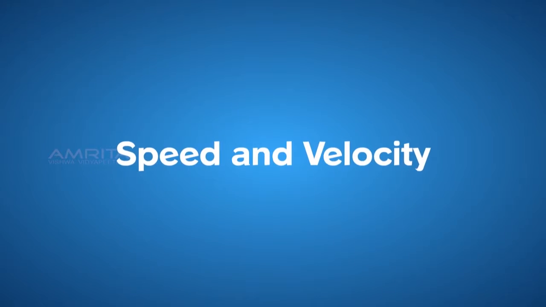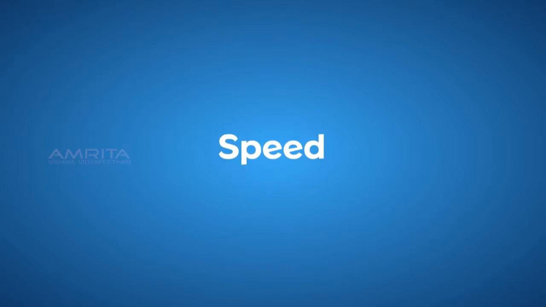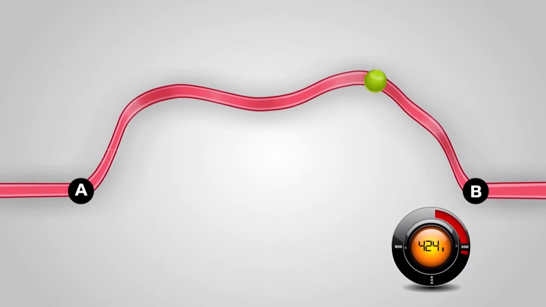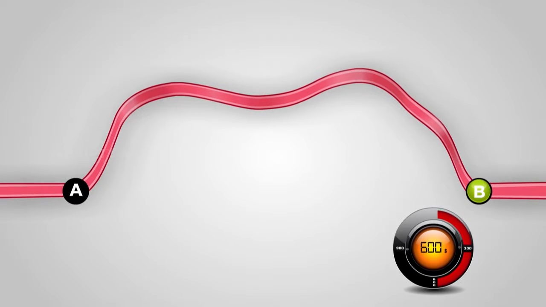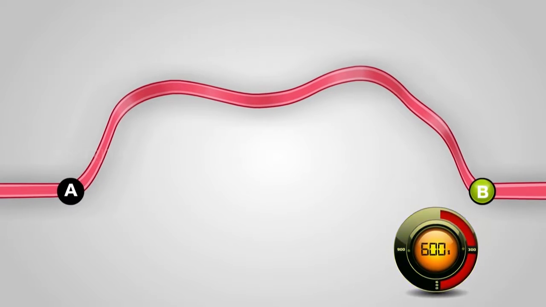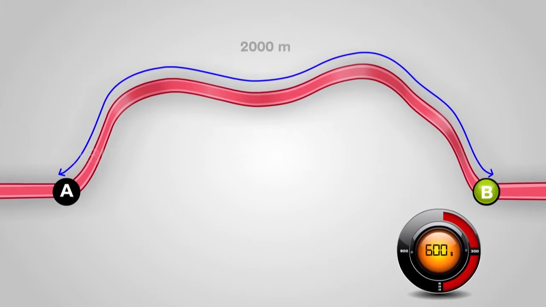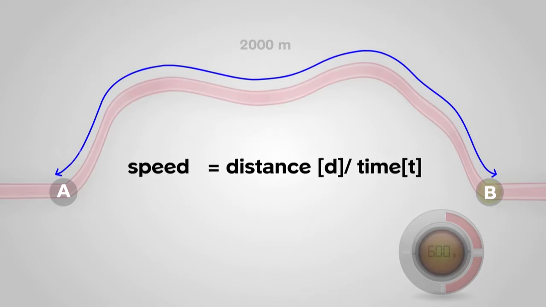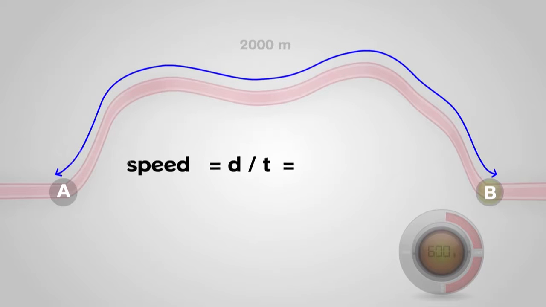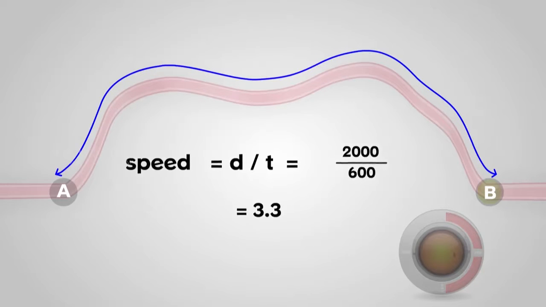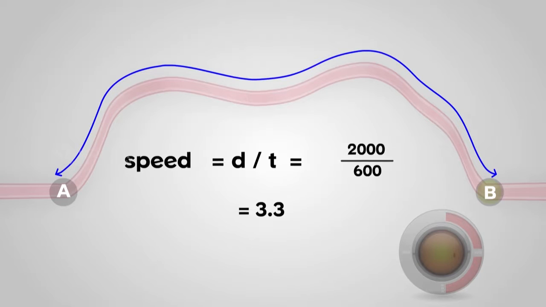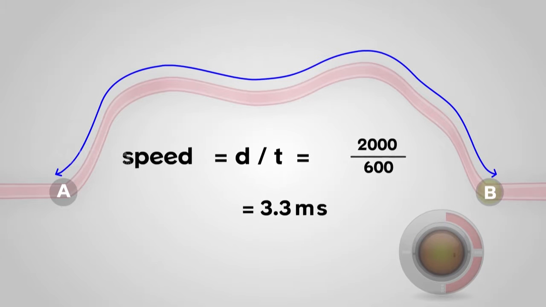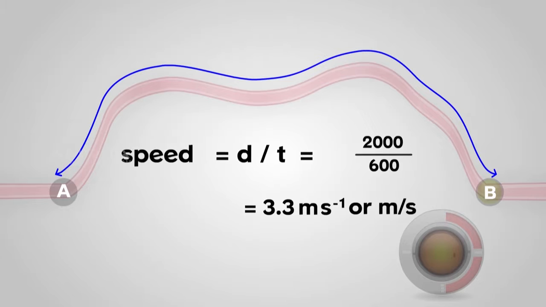Let's now discuss speed and velocity. Speed is the distance travelled by a body in unit time. Consider an object moving from destination A to destination B in a certain time t, that is 600 seconds. The distance d between the points is 2000 meters. Let's calculate the object's speed. Speed is equal to distance d by time t. 2000 by 600 is 3.3. The SI unit of speed is meter per second. This is represented by the symbol ms^-1 or m/s.